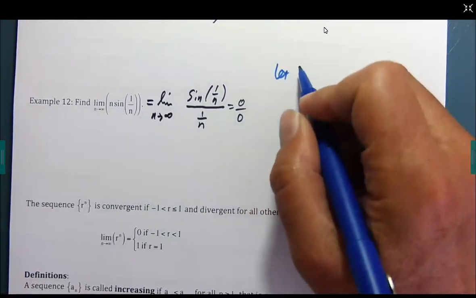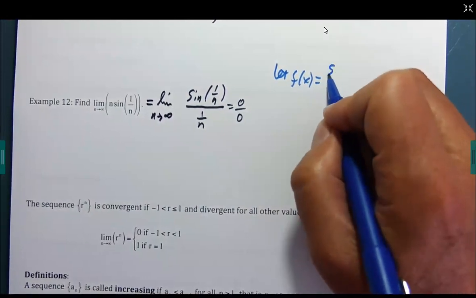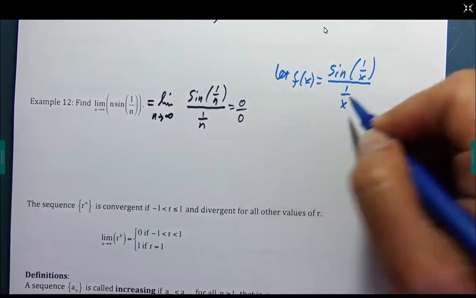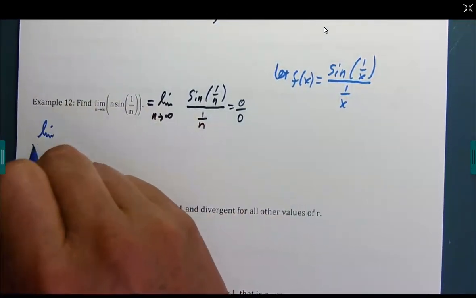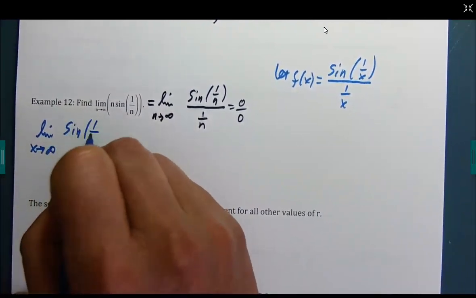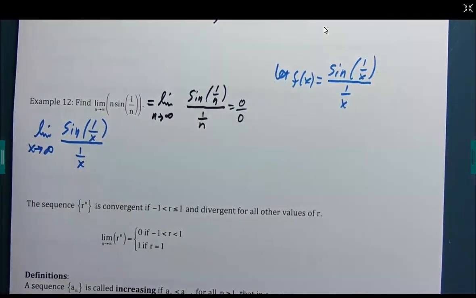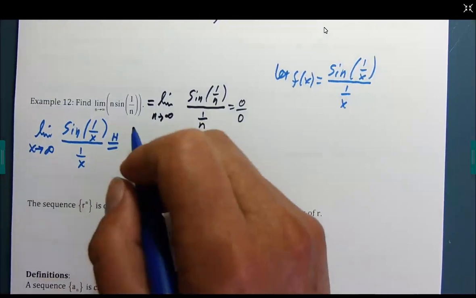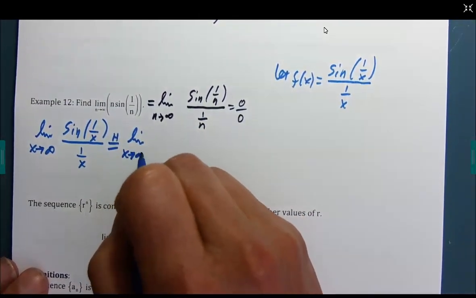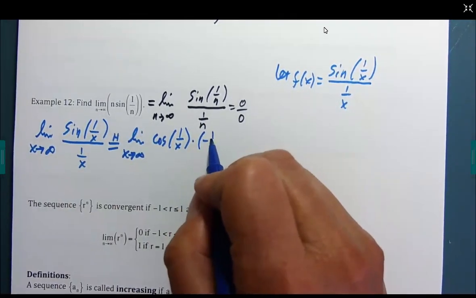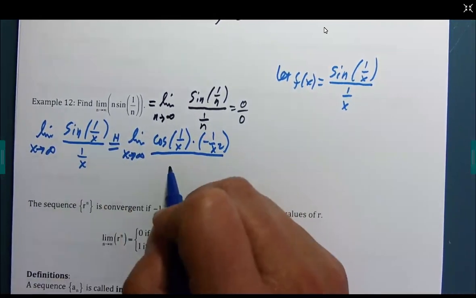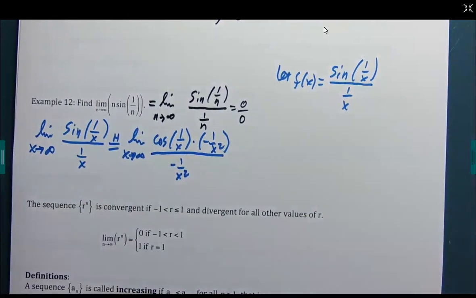So I'm going to let f of x equal the function, the sine of one over x over one over x. So our limit as x approaches infinity of sine of one over x over one over x is actually zero over zero. So let's apply L'Hopital's. This is going to give us cosine of one over x times the derivative of that, that becomes a negative 1 over x squared. And the derivative of that is negative 1 over x squared. We will note those reduce out completely.